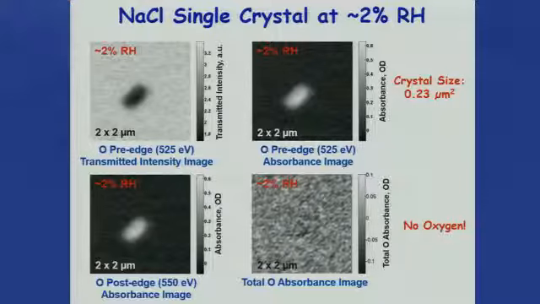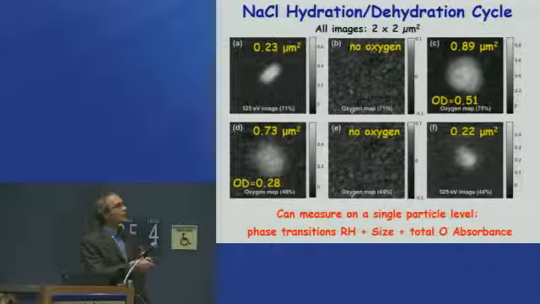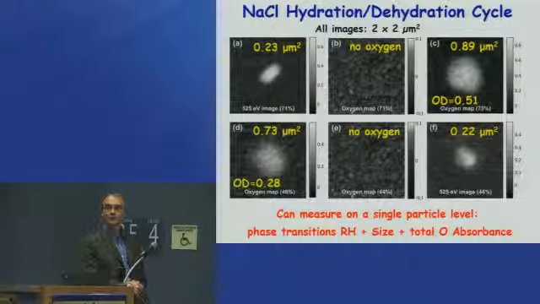And then we can repeat this kind of measurement by raising the relative humidity slowly, allowing the system to equilibrate, and repeating the same experiment. And if you look at the oxygen map changes, including also the pre-edge energies for the oxygen, right before the deliquescence phase transition, when the crystal undergoes a phase transition and becomes a droplet, we observe no oxygen. Immediately after, we have the oxygen, and we can quantify the corresponding oxygen absorption.